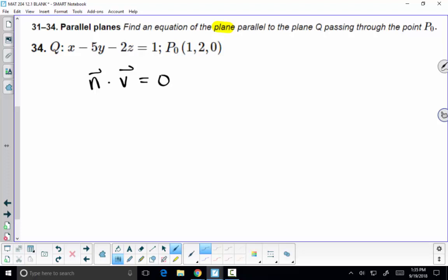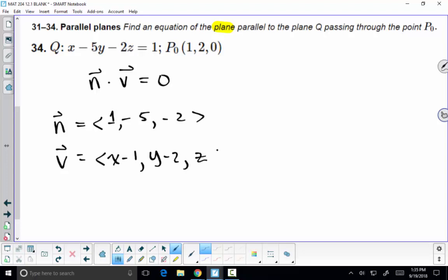All right, so normal vector. Somebody tell me the coordinates or components of the normal vector. 1, -5, -2. So normal vector, displacement vector, x minus 1, y minus 2, z minus 0. Then you dot them together and get 0. So you're going to have 1 times x minus 1, minus 5 times y minus 2, minus 2 times z minus 0. That's all 0.